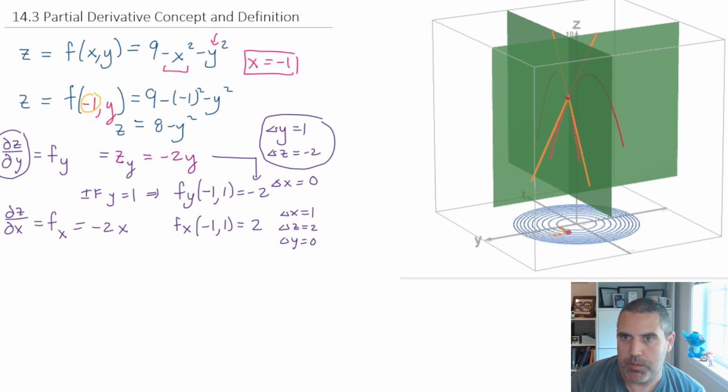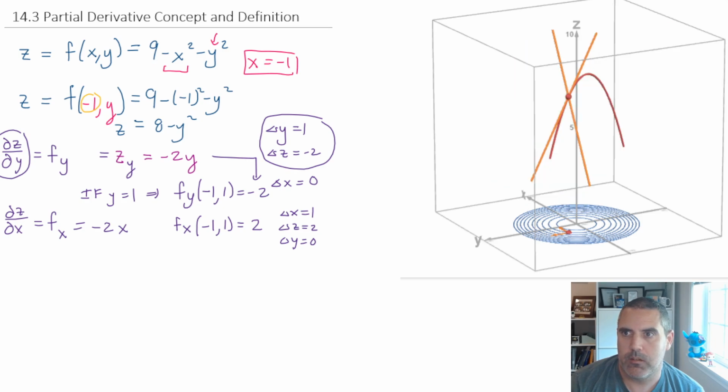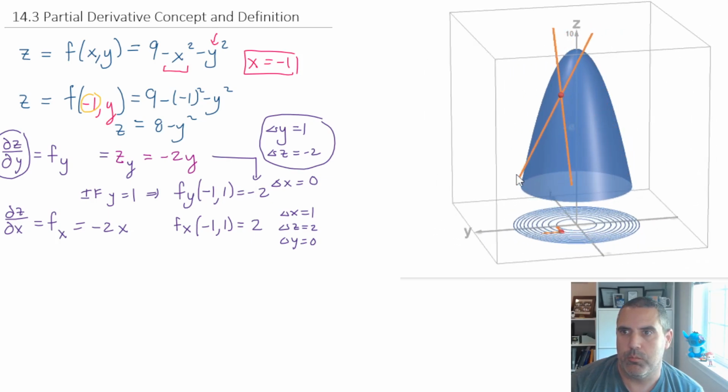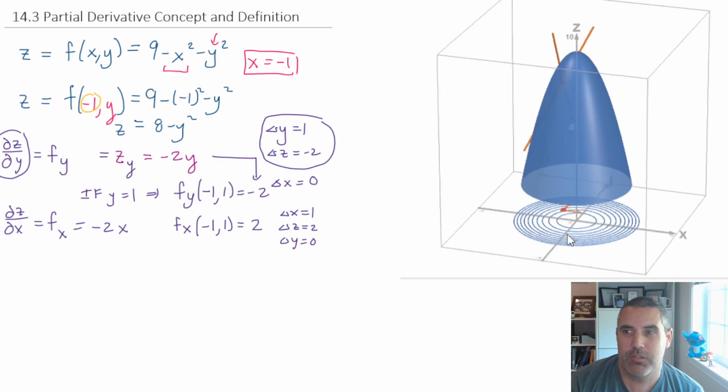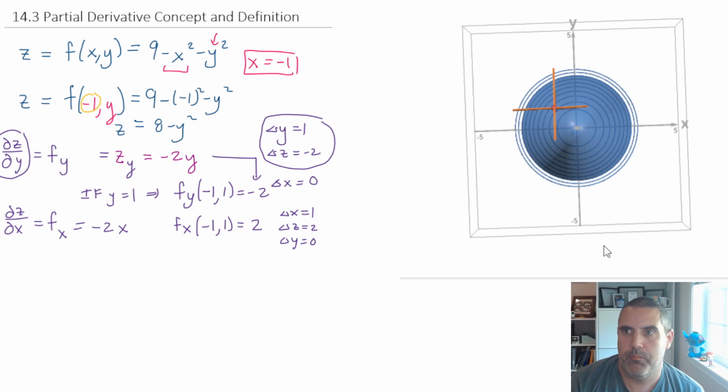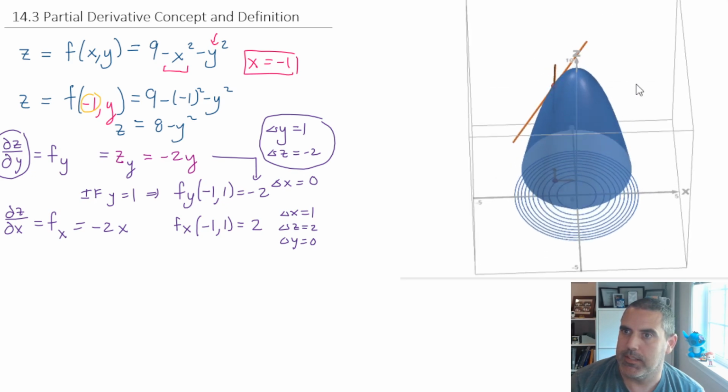So getting rid of everything else, let's get rid of the curve and the plane. And let's put the surface back up there. This is what we're doing. We're finding those two slopes. The slope in the positive x direction and the slope in the positive y direction. Positive x direction means to the right, viewed from above, parallel to that axis. You can see that's uphill.